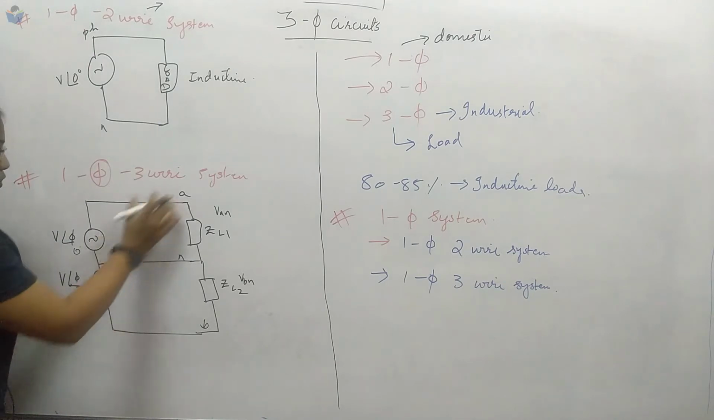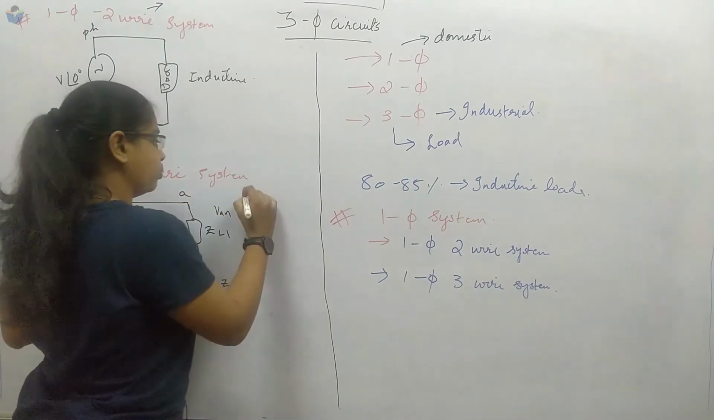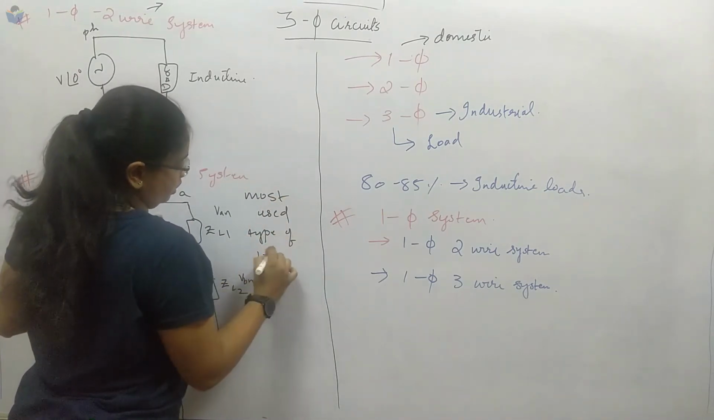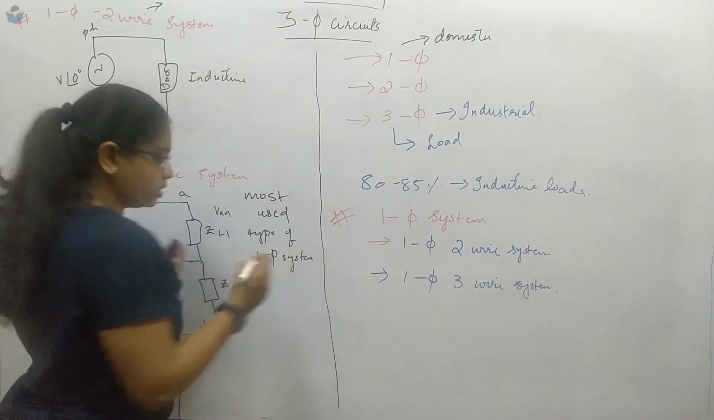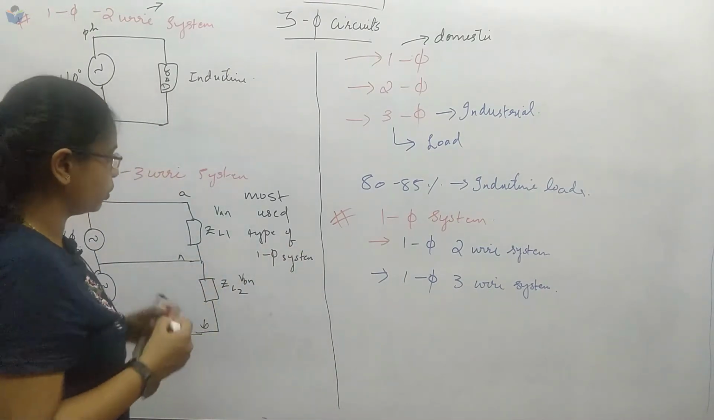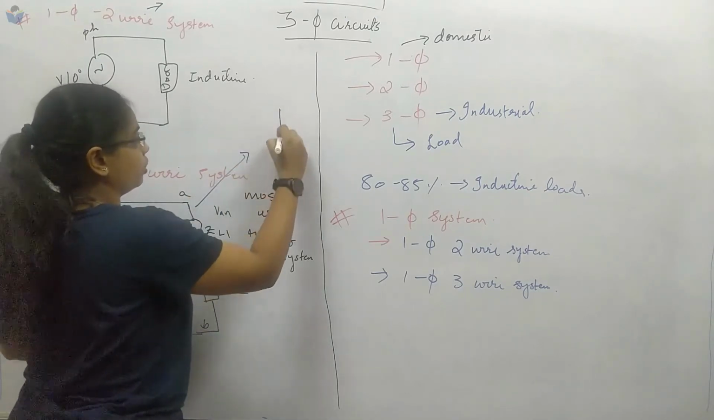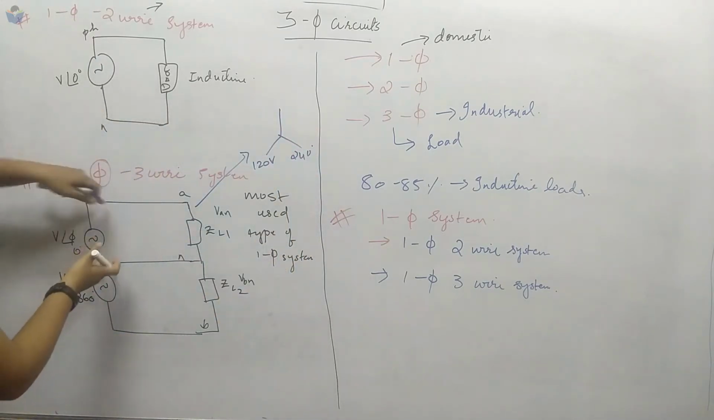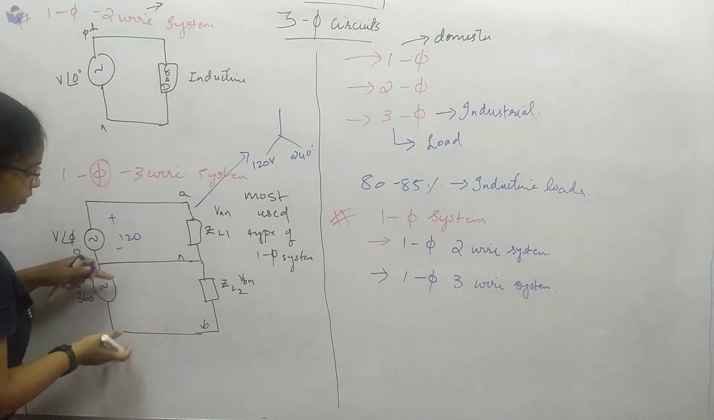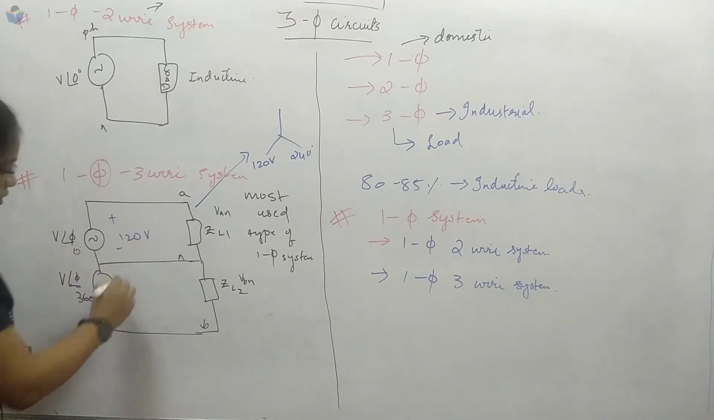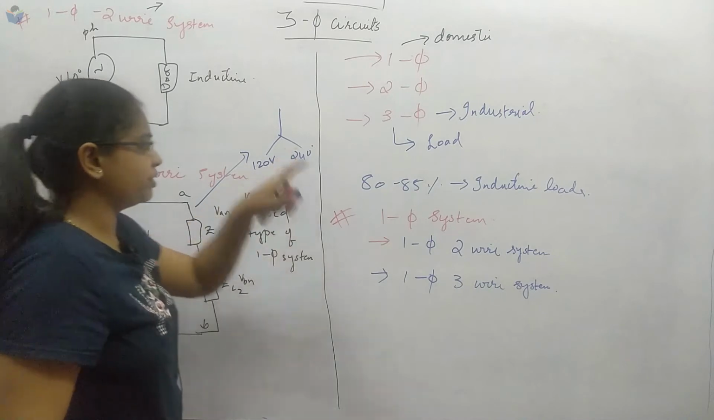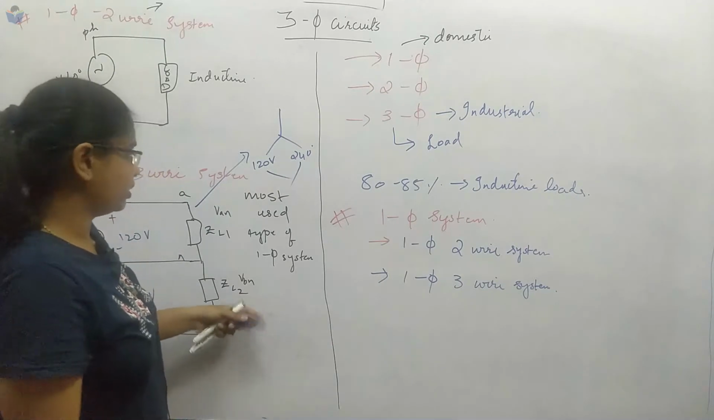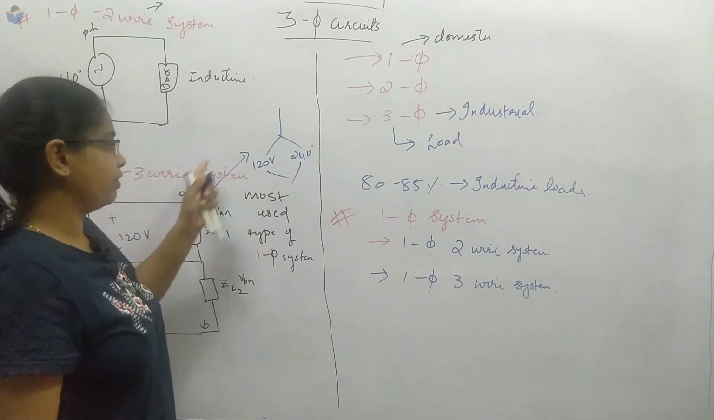Okay, now this is the single phase 3 wire system. This is the most used type of single phase system. Why is it widely used? That is because from these wires we can draw 120 volts as well as 240 volts. If this is 120 volts, then this will also be 120 volts, and when we add them together we will get 240 volts. So both supplies you can draw together. That is the advantage of this single phase 3 wire system.